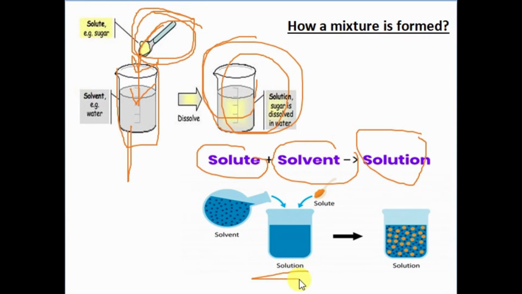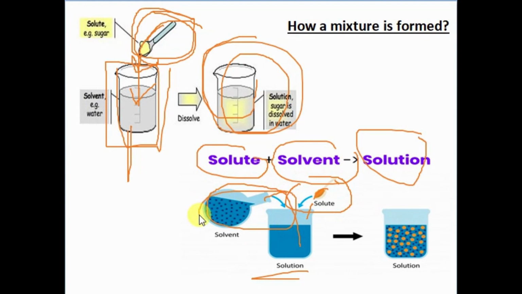Here also you can see that whatever is present in a small quantity is called solute. Earlier we saw that you add solute in a solvent, but here we are adding solute and we are adding solvent also. Whatever is added in a small quantity is called solute, and whatever is added in a large quantity is called solvent. When they mix, they form a solution. So this was a little idea about what solvent, solute, and solution are.